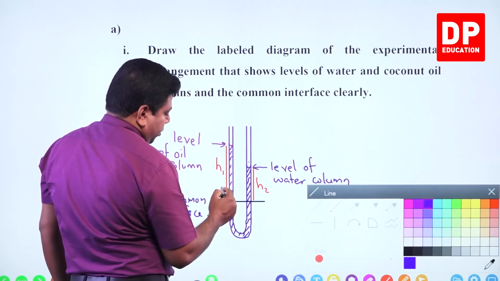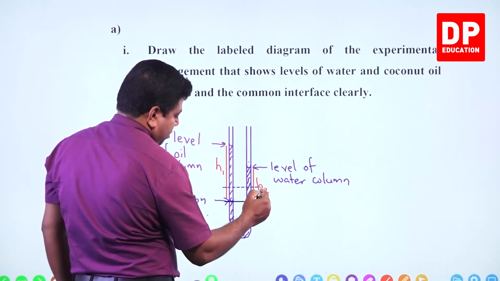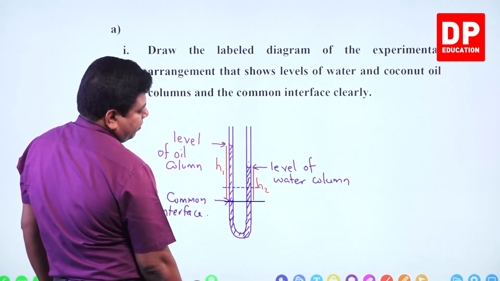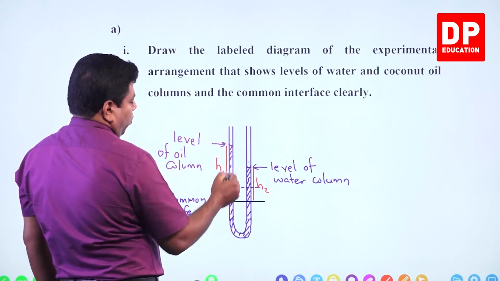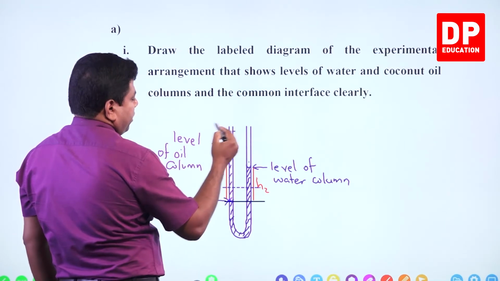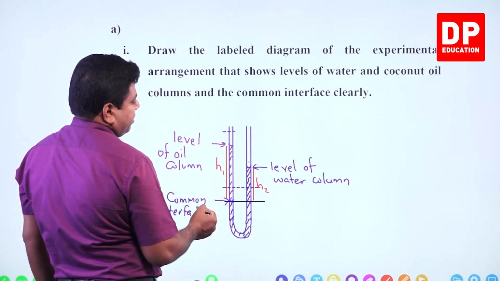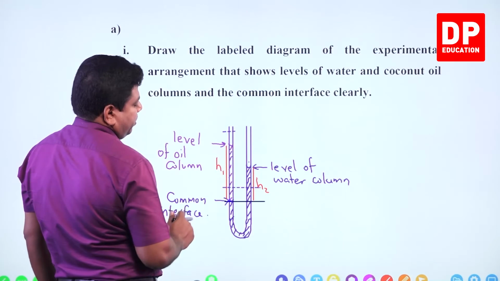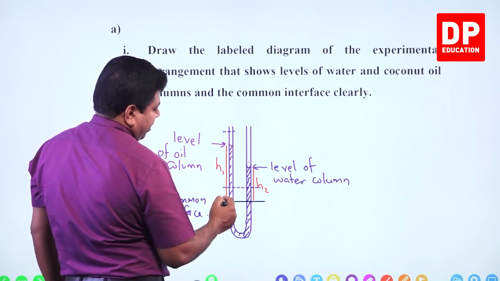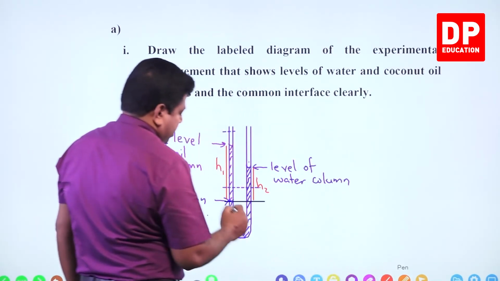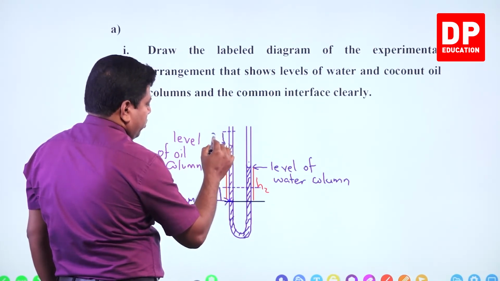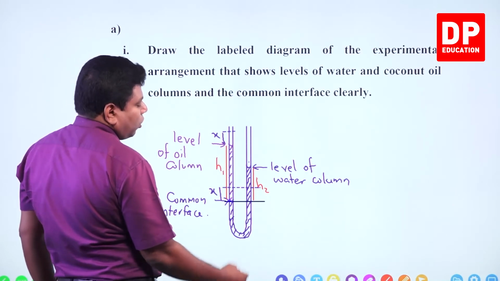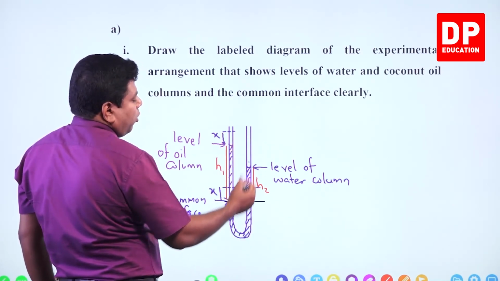Let's say it comes to this point. Common interface comes up. Common interface goes up means your oil column also will go up because oil's quantity doesn't change. So by the same amount it goes up, right? If I mark this as X, by same X it will go up. Not only that, on the other side water column also will go up.